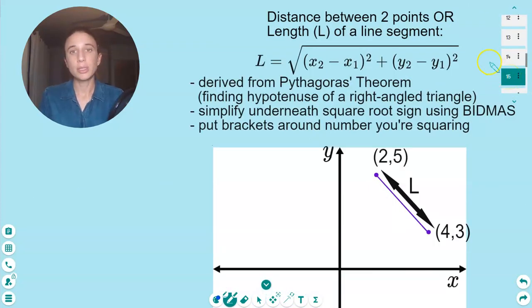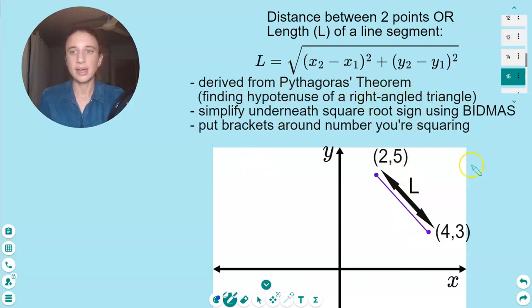Now, our next formula we're going to look at is this one here, which looks pretty crazy. But again, we've only got these 4 variables. We've got x1, y1, x2, y2. So this distance between 2 points, or length of a line segment formula, is like this, okay? It is actually derived from Pythagoras' theorem, where you're finding the hypotenuse of a right-angled triangle.